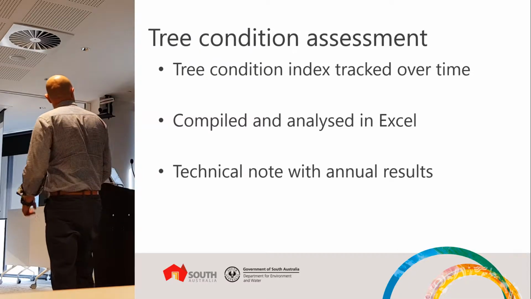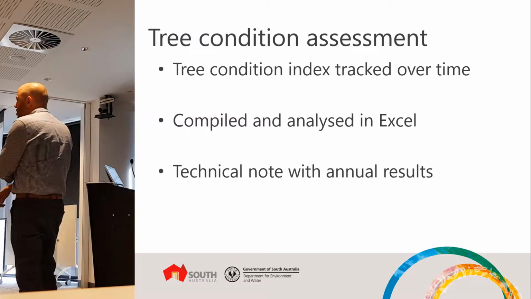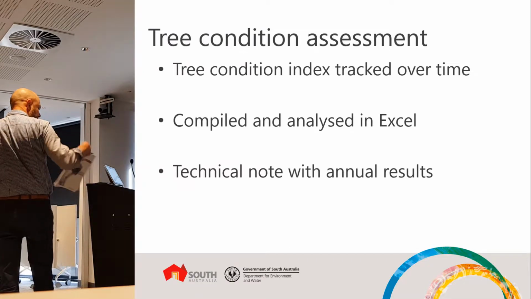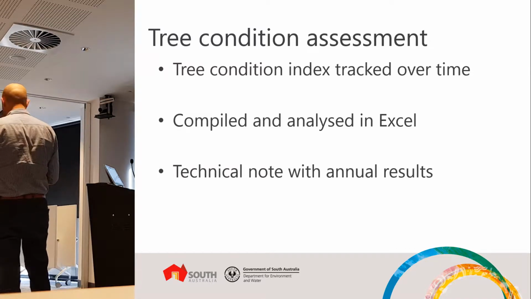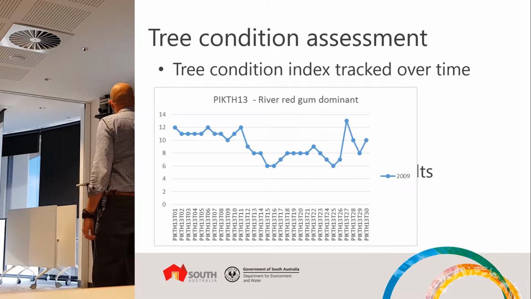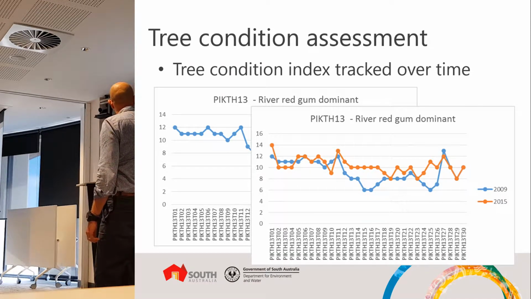With this method, the tree condition index can be tracked over time, and generally it's compiled and analysed in Excel, and then it gets summarised in technical reports like these ones here. And just as an example, it quite often gets tracked as charts. And so here we've got 2 different years for the same particular site.